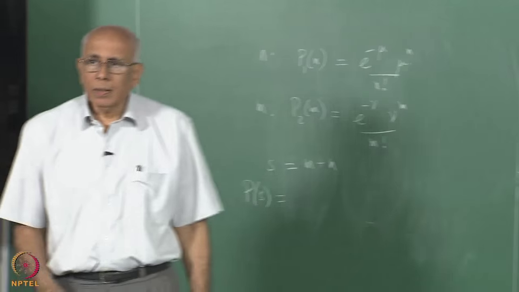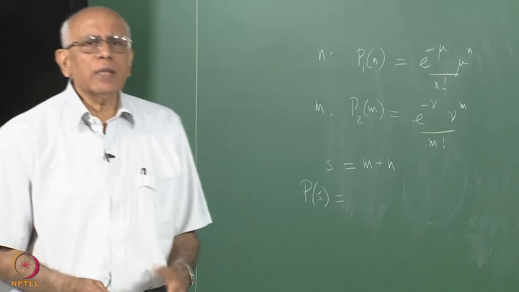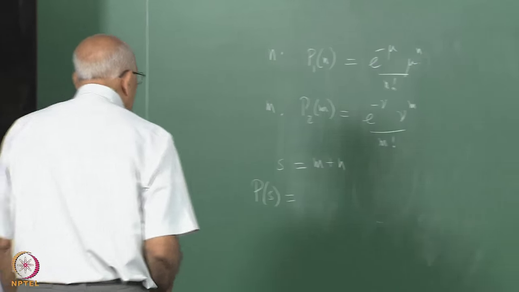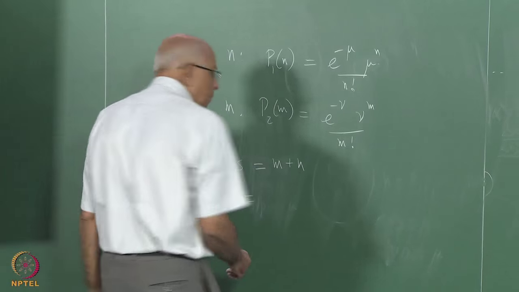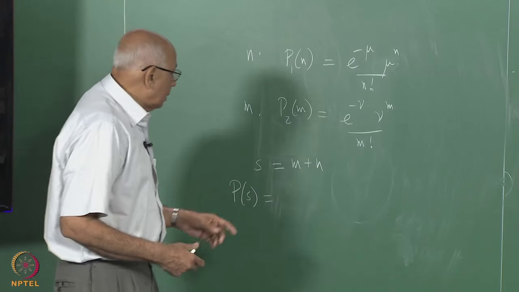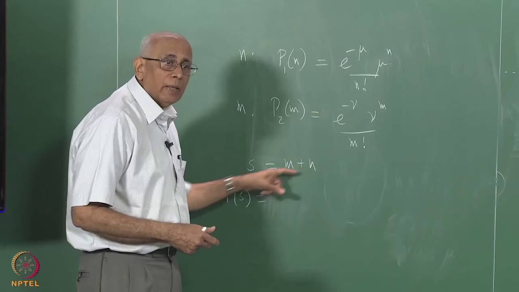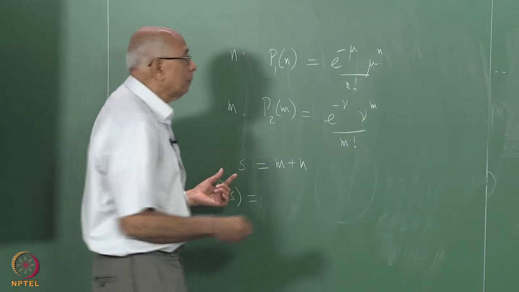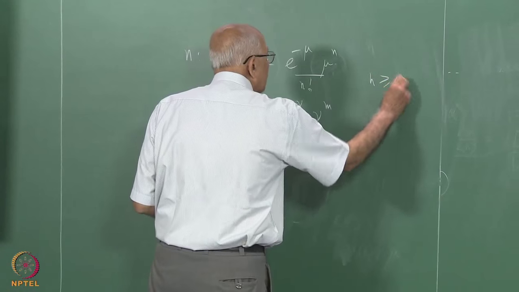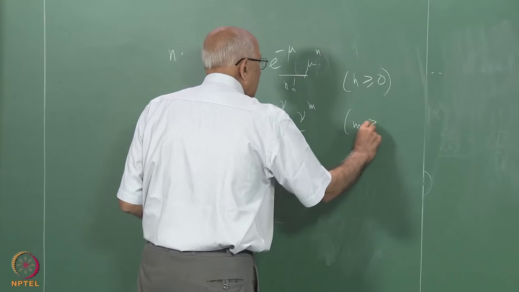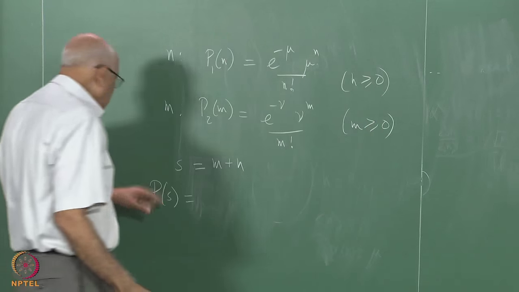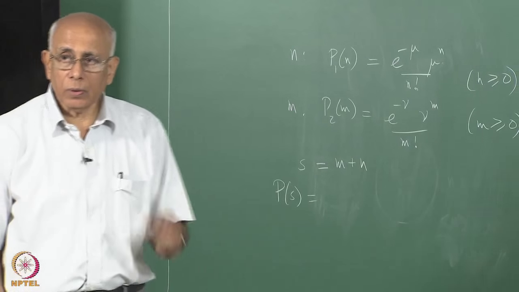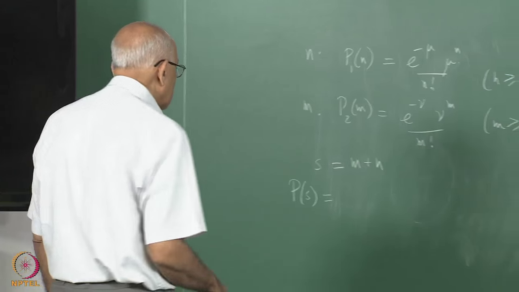So, a fundamental, first principles way of writing down the probability distribution of S is to say that this is equal to, you try to make up S in all possible ways by summing m and n. And first of all, what's the sample space of S? Also 0 to infinity. So that way there's no change in the sample space.